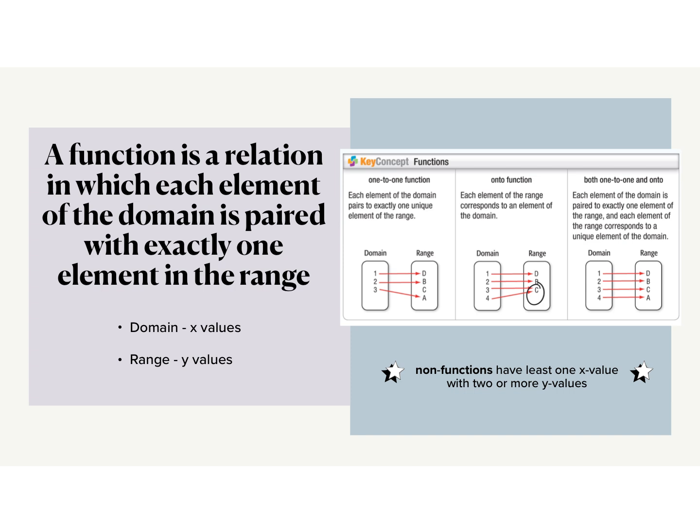Then we have a both one-to-one and onto. What does this mean? That each element of the domain is paired with exactly one element of the range, and each element of the range corresponds to a unique element of the domain. So that means all of the range and all of the domain are paired off to exactly one of each. So one domain per one range, and so on. Keep in mind, non-functions have at least one x value with two or more y values. So if you have an x that repeats, it's no longer a function.